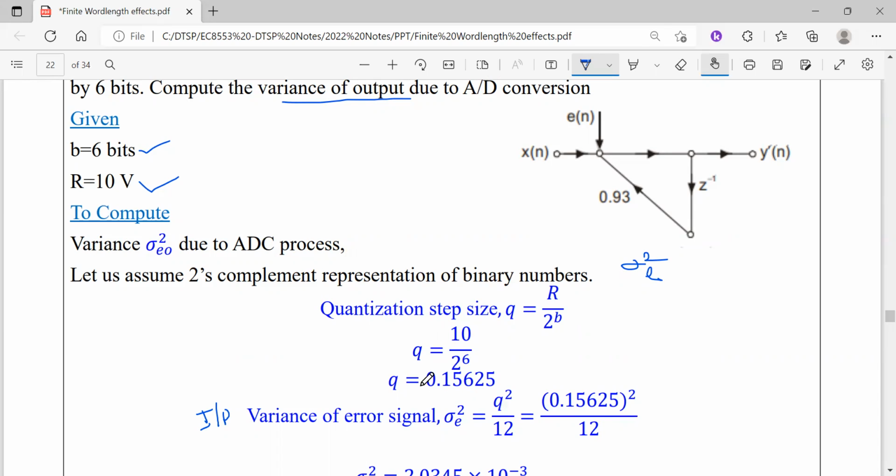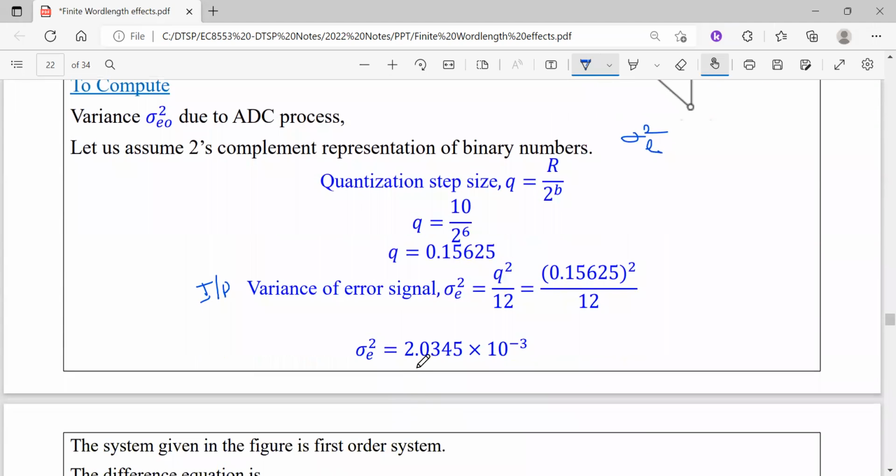0.15625. Next, as per this formula, the input variance or input steady state noise power is given by Q square by 12. So it is 0.15625 square by 12, and the answer for which is 2.0345 into 10 power minus 3. So we have calculated the input noise power.